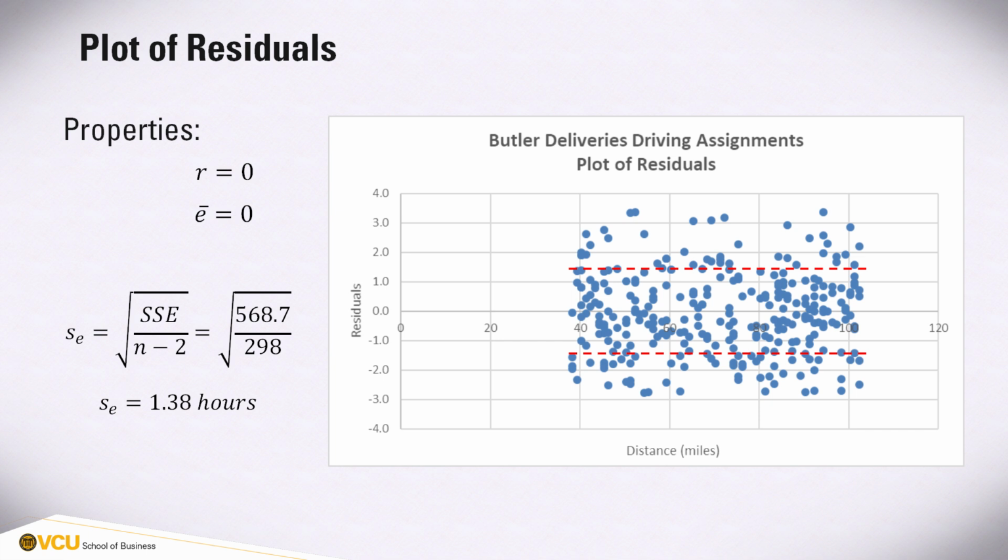And why is it n minus 2 degrees of freedom rather than n minus 1? Well, we have a sample of n data points, but we already used up equations to calculate slope and intercept, so that leaves n minus 2 degrees of freedom. When we calculate the standard error of the residuals for the Butler Deliveries example, we obtain 1.38 hours, which is an estimate of the dispersion of the residuals around the regression line.